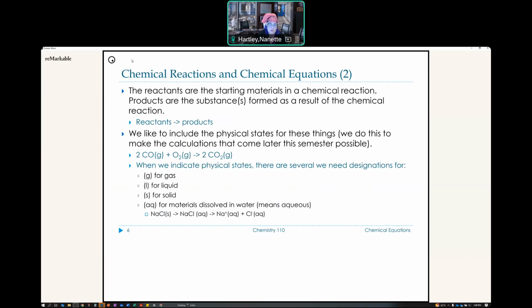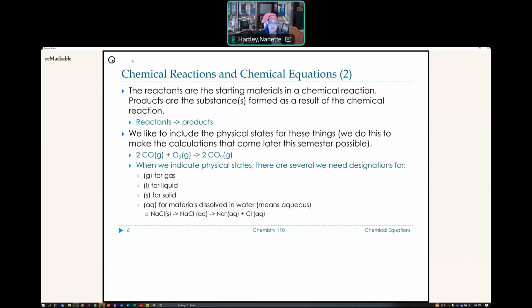But it's a good habit to get in, because it will be very important that you consider those physical states when we talk about Chem 111, because we're going to start doing calculations for things like equilibrium constants. And you will need to know what is a gas, what is a liquid, what is aqueous, what is a solid, because some of those things appear in an equilibrium constant and some of them don't. So we'll need to consider that, okay?